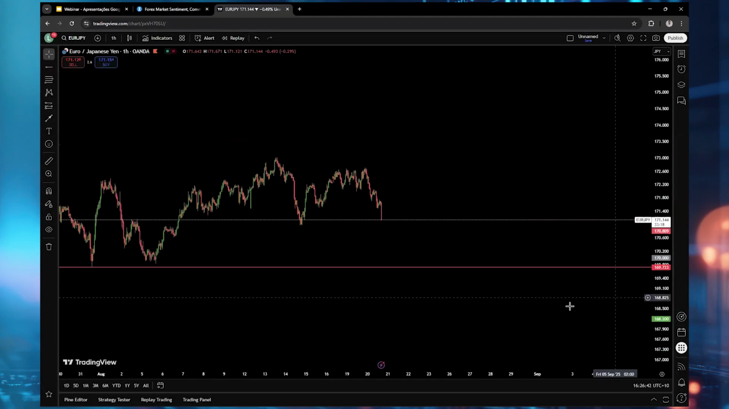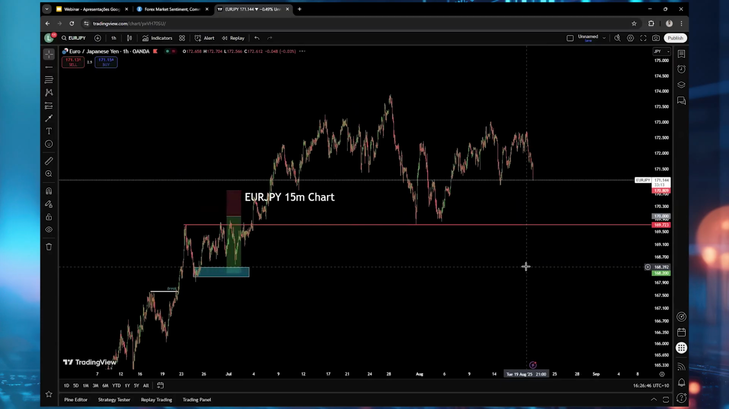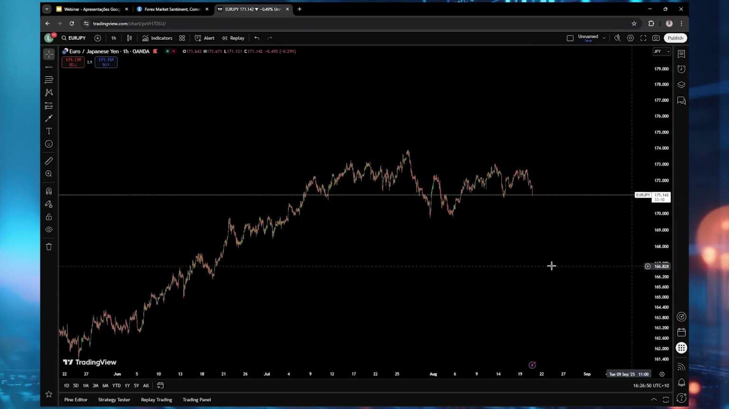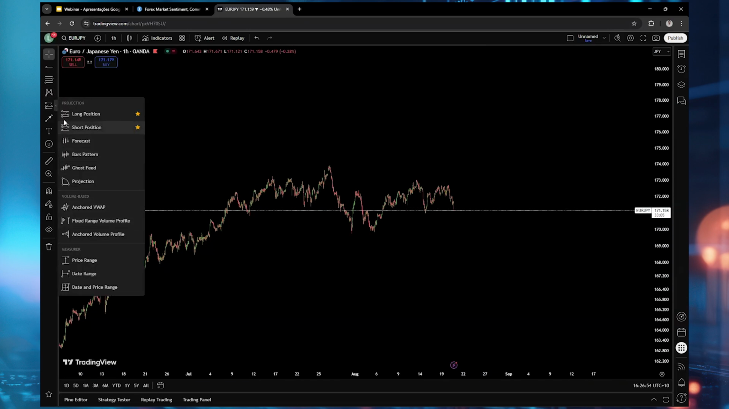So Euro Yen is happening. Something is happening. Let me delete all of this. Okay, so we are already into some sort of consolidation right here.